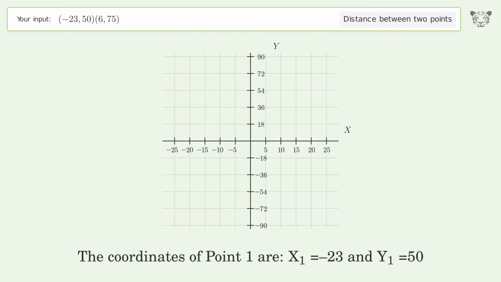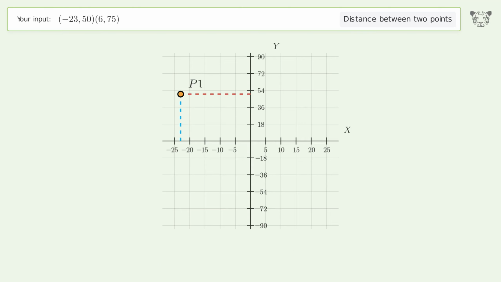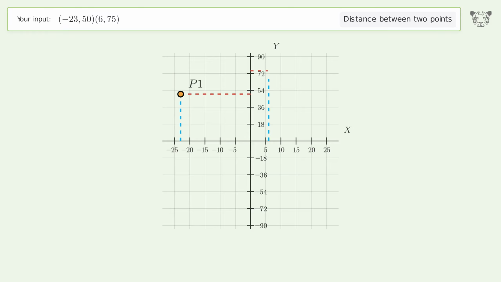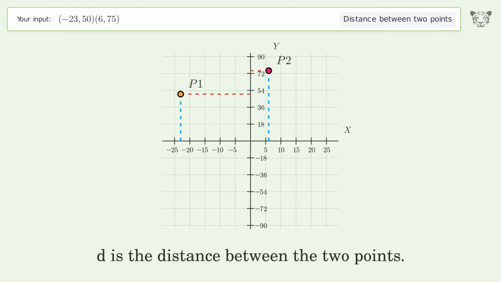The coordinates of point 1 are x1 equals -23 and y1 equals 50. The coordinates of point 2 are x2 equals 6 and y2 equals 75. D is the distance between the 2 points.